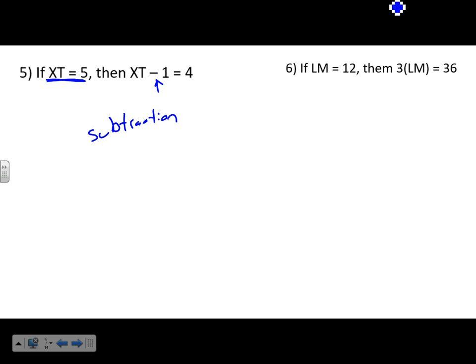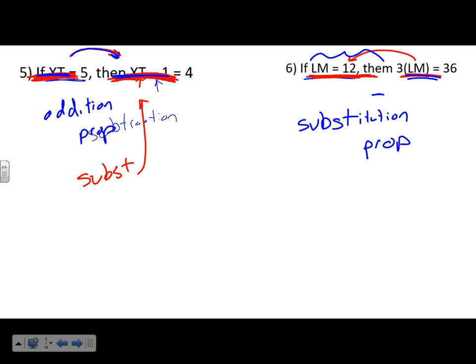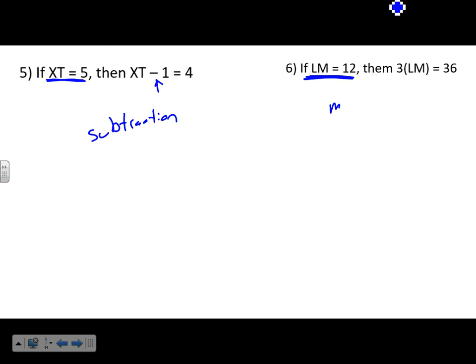If LM is equal to 12, then 3 times LM is equal to 36. Again, if you put substitution, I kind of get it, but again, they only give us LM is equal to 12. They don't give us the full formula and something to plug in. So this is multiplication property.